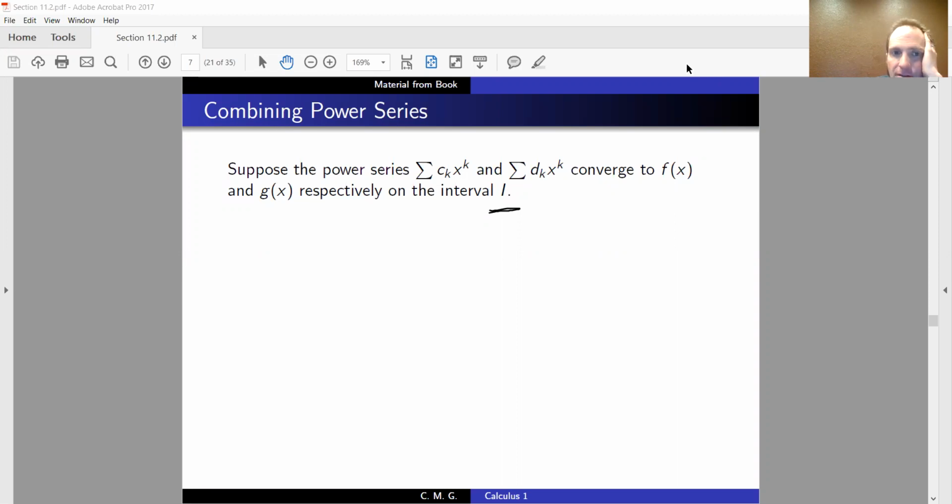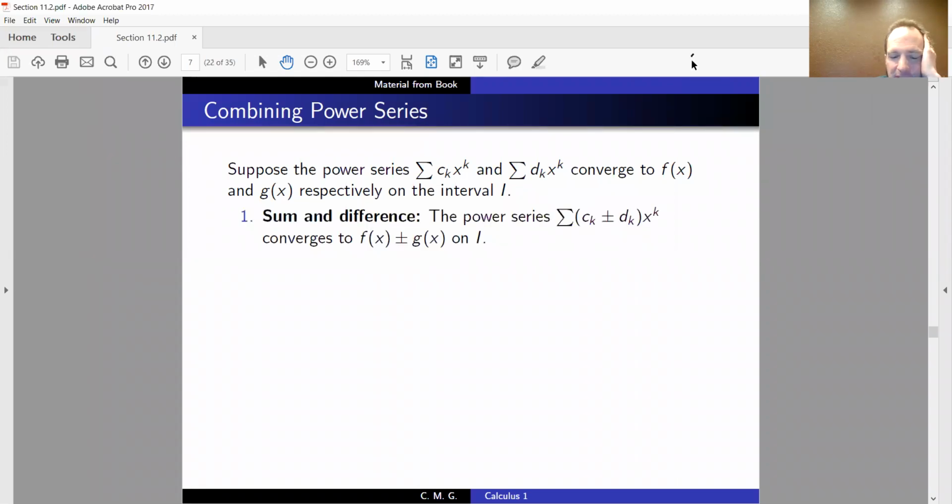So if these 2 power series converge to f of x and g of x respectively, so 2 functions here, the sum and the difference of these 2 power series, so the sum of ck plus dk or ck minus dk, is just the sum or the difference of the functions f of x and g of x on that same interval I. So adding and subtracting these things, I get to say those actually still converge to the sum and difference of the functions that they converge to. All right.